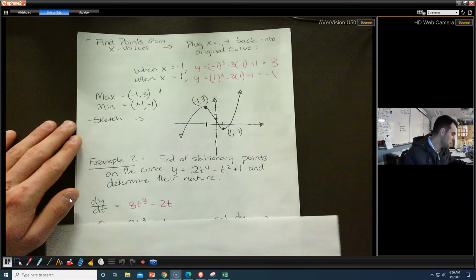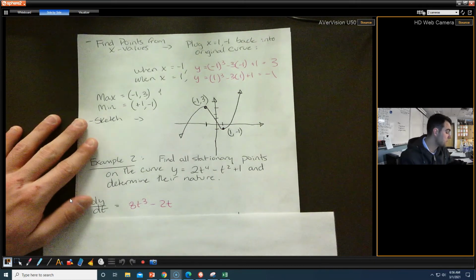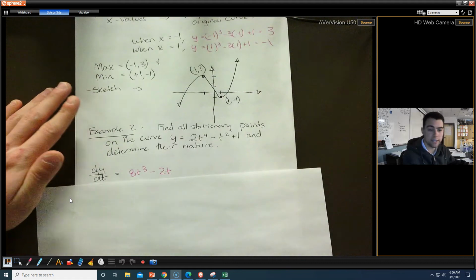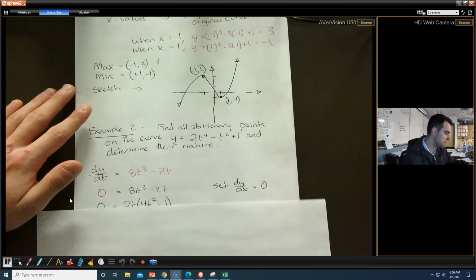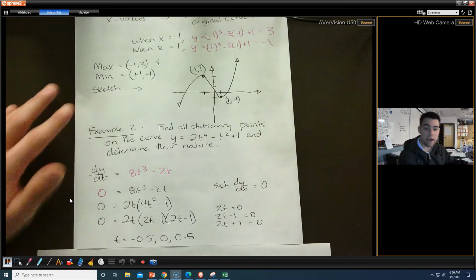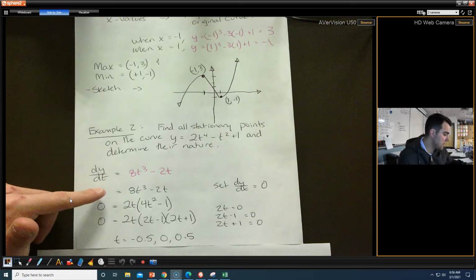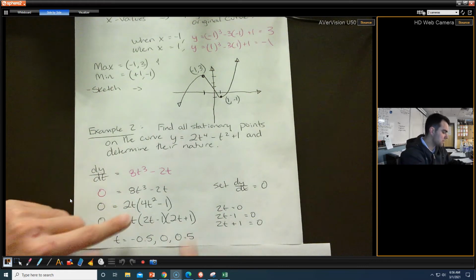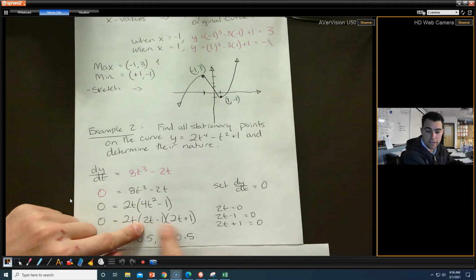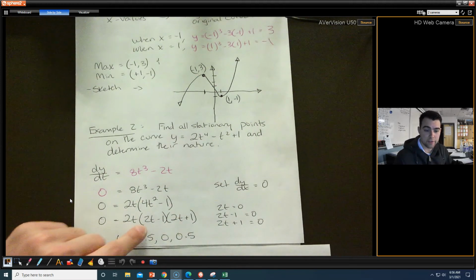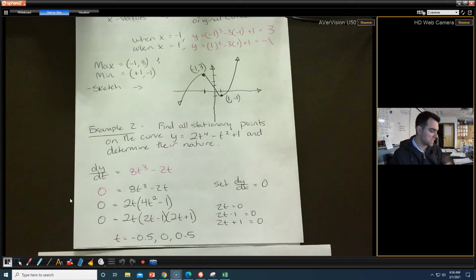Okay. So I find my derivative of this. And now I'm going to set dy/dt equal to 0, because that'll help me find my t values where I get stationary points. And when I do this, I factor out a 2t, and then I use the difference of two squares to factor that further, and I end up getting these 3 factors. I set them all equal to 0, and I find out that t is equal to these 3 values.